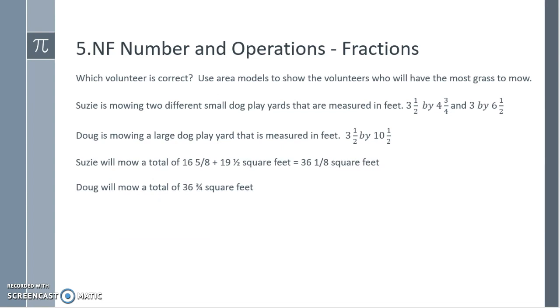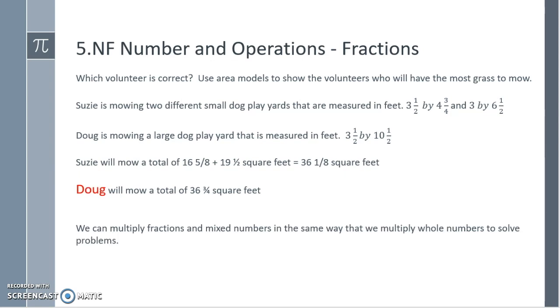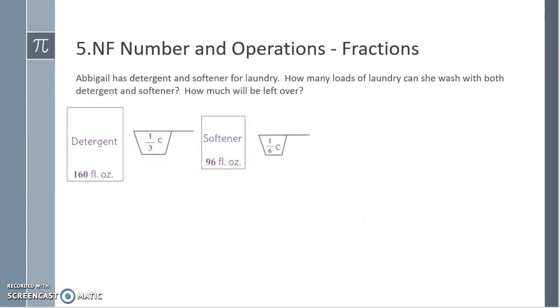Susie will mow a total of 16 5/8 plus 19 1/2 square feet for a total of 36 1/8 square feet, where Doug will mow a total of 36 3/4 square feet. It looks like Doug will mow a total area larger than Susie. So we can multiply fractions and mixed numbers in the same way that we multiply whole numbers to solve problems.